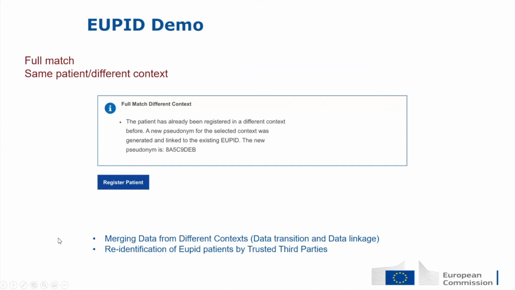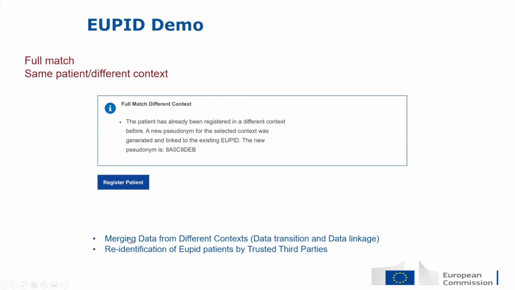Next slide, which may be the last, I think. If it's a full match, it tells you that it's the same patient, but in a different context. Here, it tells you that the patient has been registered in a different context before, and a new pseudonym is proposed in this case. But it just tells you that it's somewhere in another context.